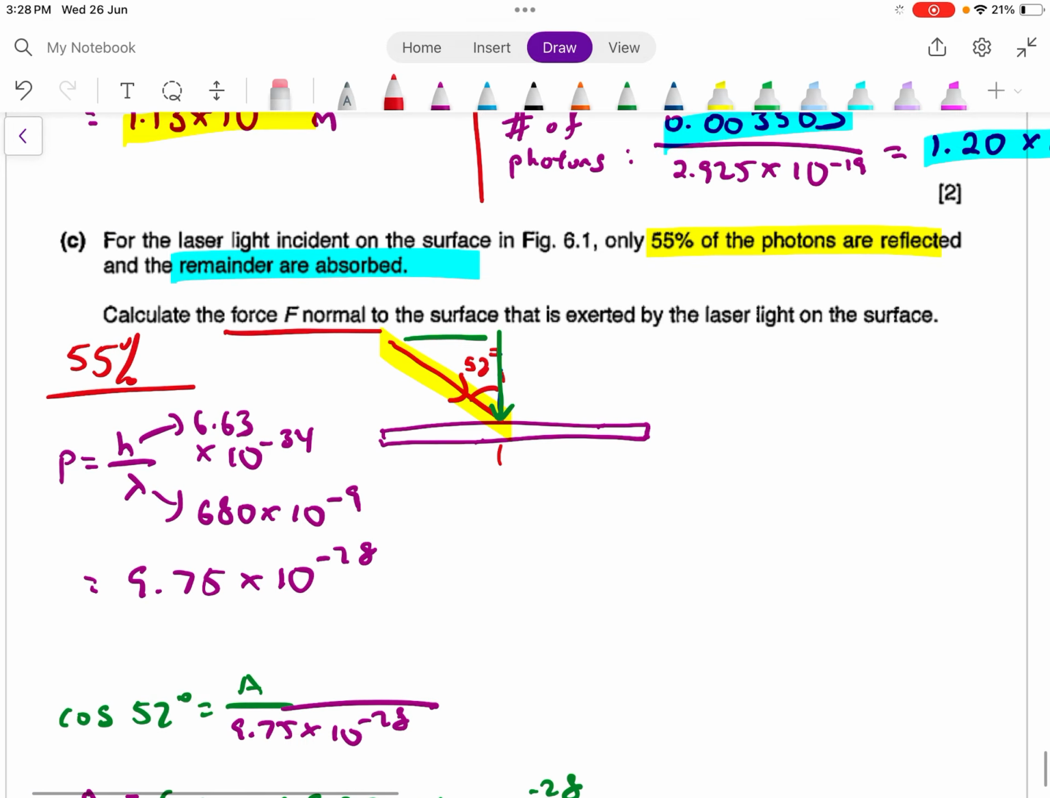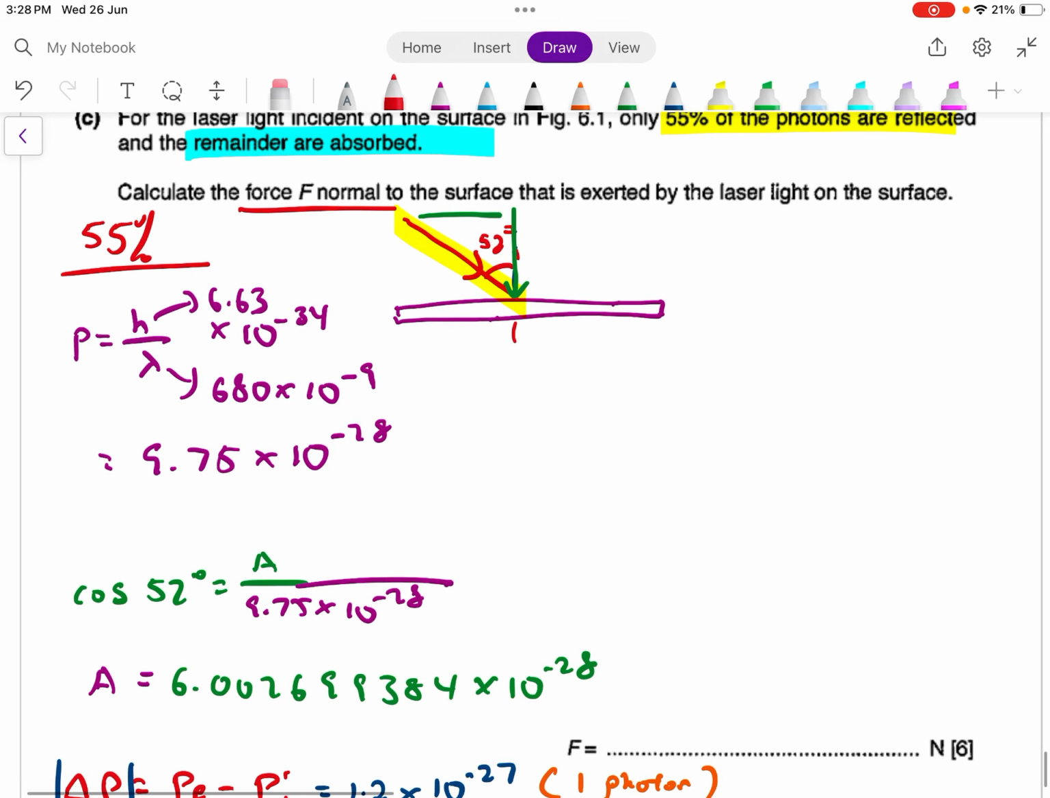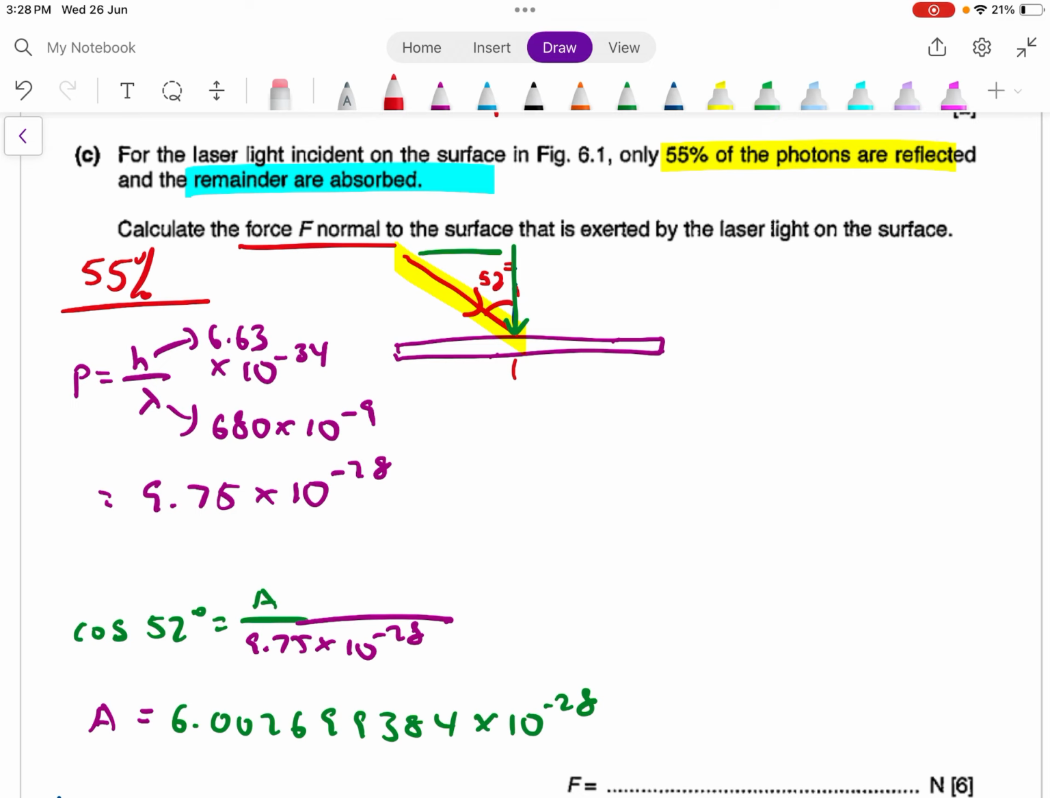Okay, the next part is the 6 marks one. This one is the difficult one. For the laser light incident on the surface in figure 6.1, we got 2 parts. 55% of the photons are reflected, and the remainder, meaning the 45%, are absorbed. We are asked to determine the force normal to the surface. It's not the pressure. We are asked to determine only the force exerted by the laser light on the surface. So there are 2 parts to it: one is the 55%, the other is the 45%. Let's determine the 55% first.